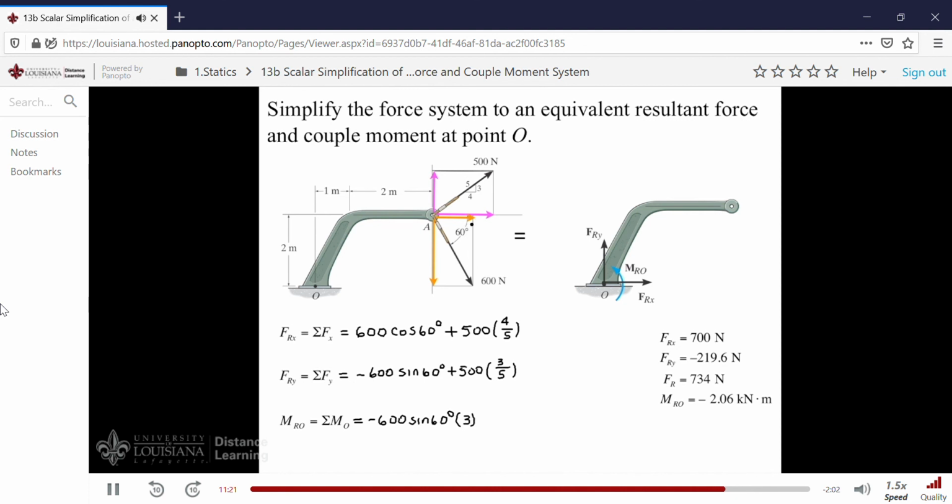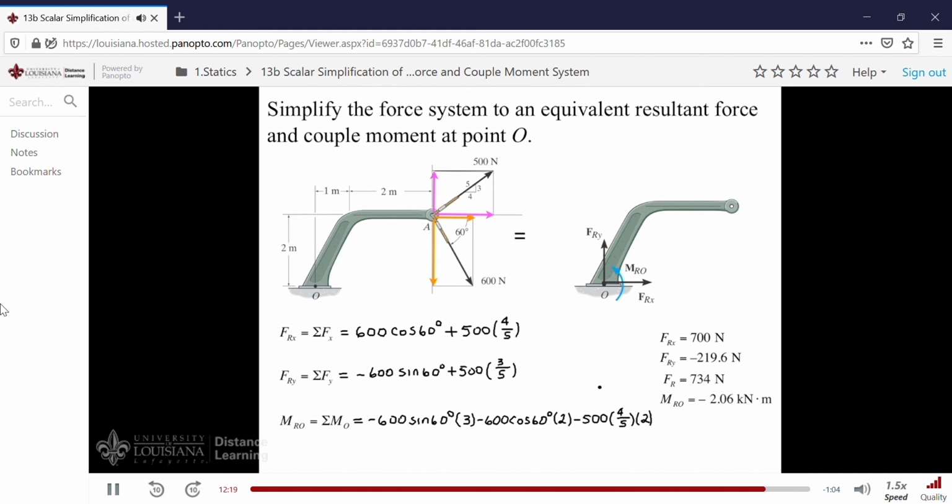Now we have the horizontal component. That also is a negative moment, isn't it? Because the moment arm for it is 2, and the moment tends to rotate this way, again, clockwise. So minus 600 times the cosine of 60 degrees. And our moment arm is 2 meters. There we go. Now let's deal with the horizontal component of the 500 Newton force. That moment is negative, and so it becomes minus 500 times our fraction, which of course is 4/5. And our moment arm distance for it is equal to 2 meters.